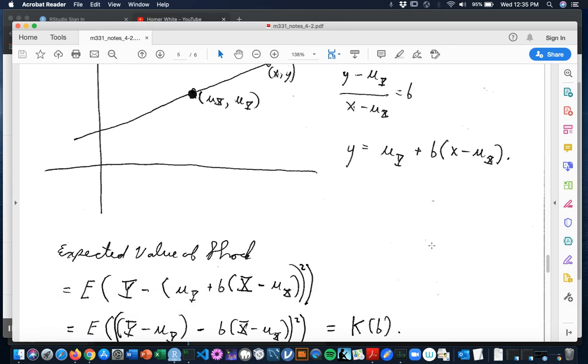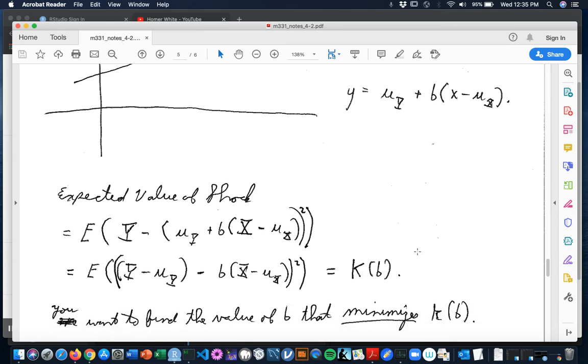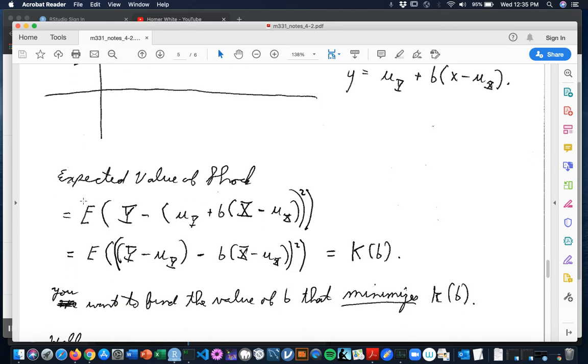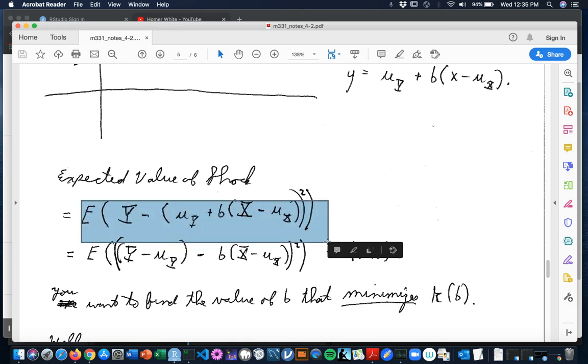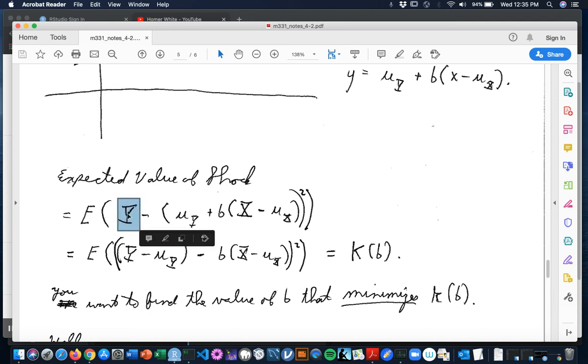Because you're going to get shocked all day, you want to minimize the average amount you get shocked. So what should we do here? Well, the expected value of the shock, following the sorcerer's rule, would be the actual value of y minus your guess, squared. The actual value is this random variable y, and your guess is mu y plus the slope times x minus mu x, and x is a random variable too. It's going to keep changing all day.